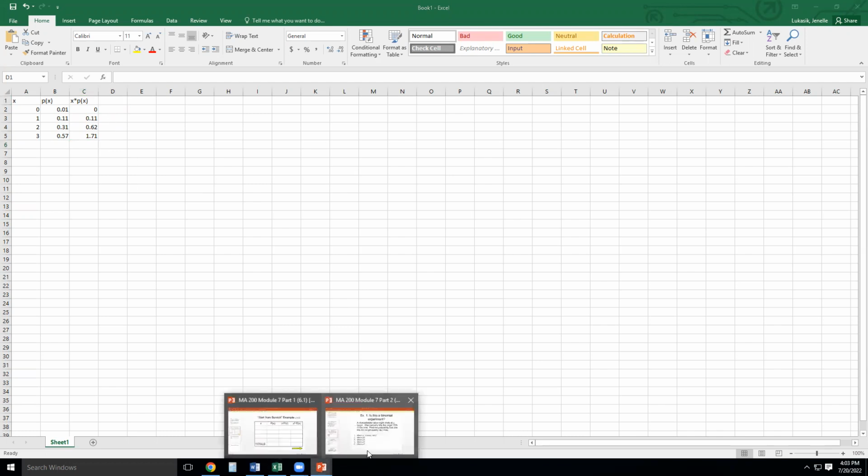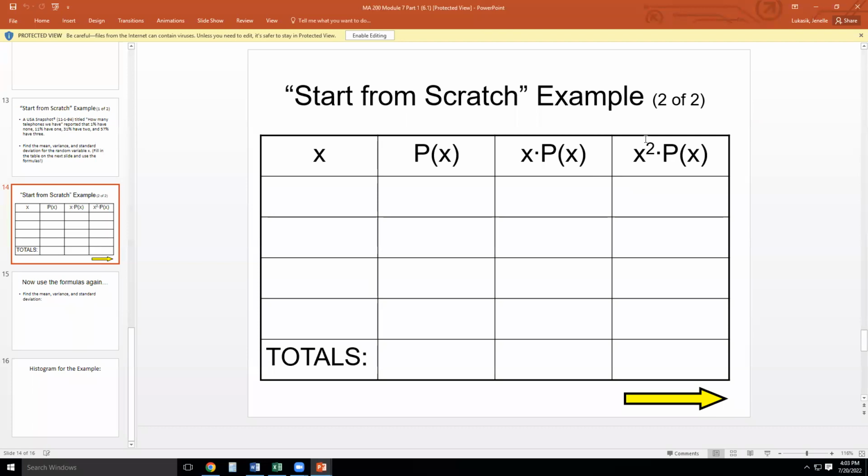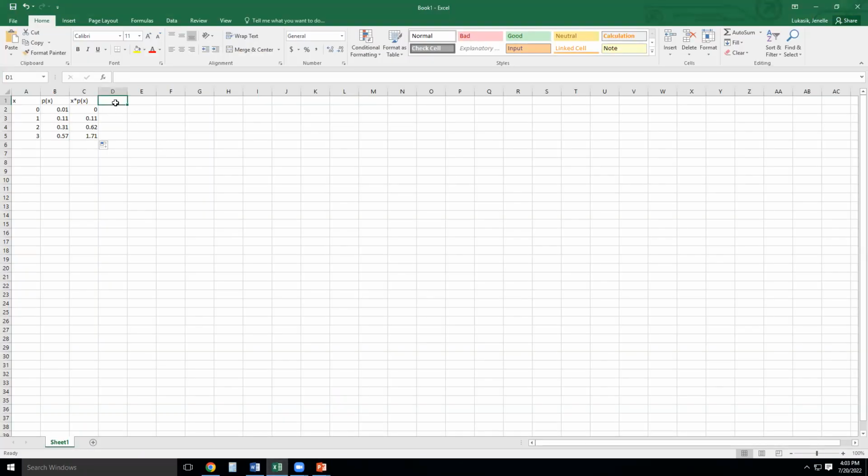Finally, going back to our table, we have to make an x squared times p of x column. The way you do squared on a keyboard is you're going to do x, and to do an exponent, it's the little caret that's above the 6. So I'm going to do shift 6, so I get that little caret to the second power. So that'll be x raised to the second power times p of x.